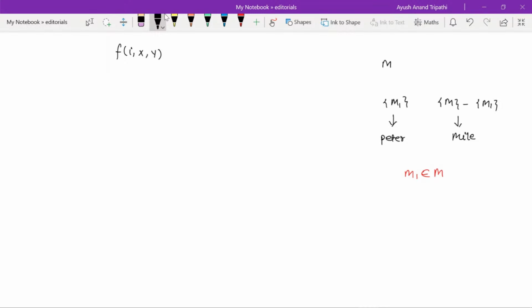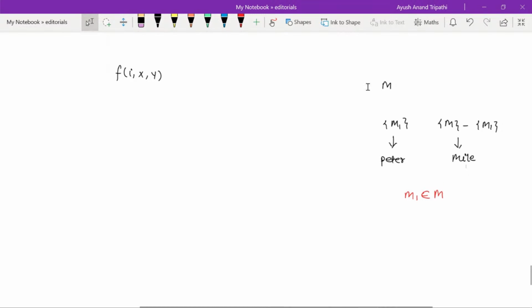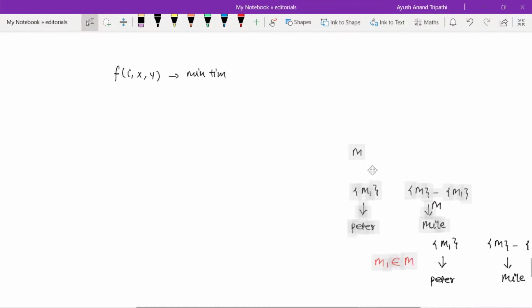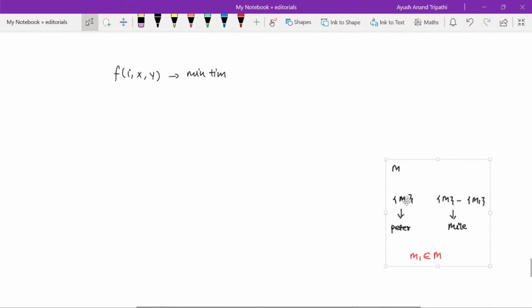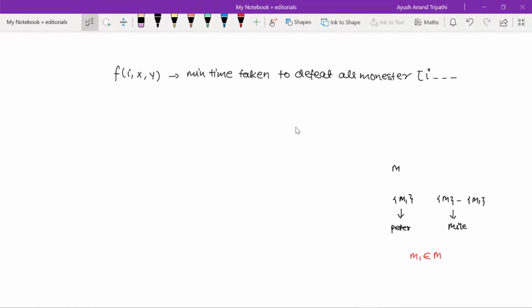So now let's define a recurrence relation here. Let's say f of i, x, y denotes the minimum time taken to defeat all monsters from index i to n minus 1.